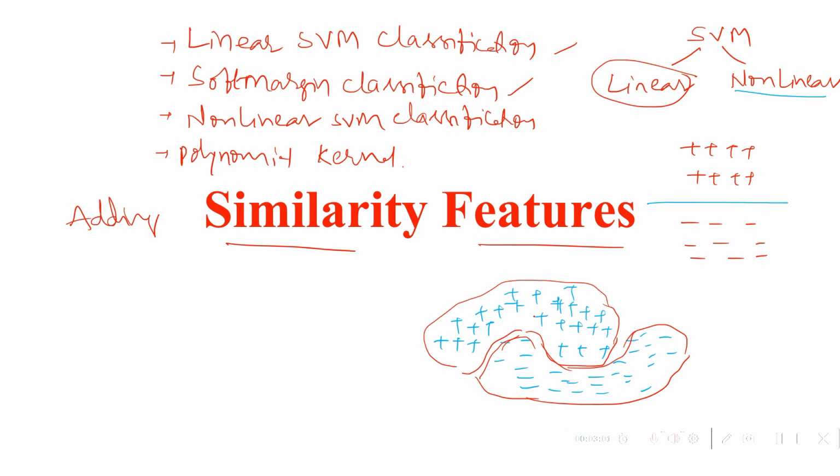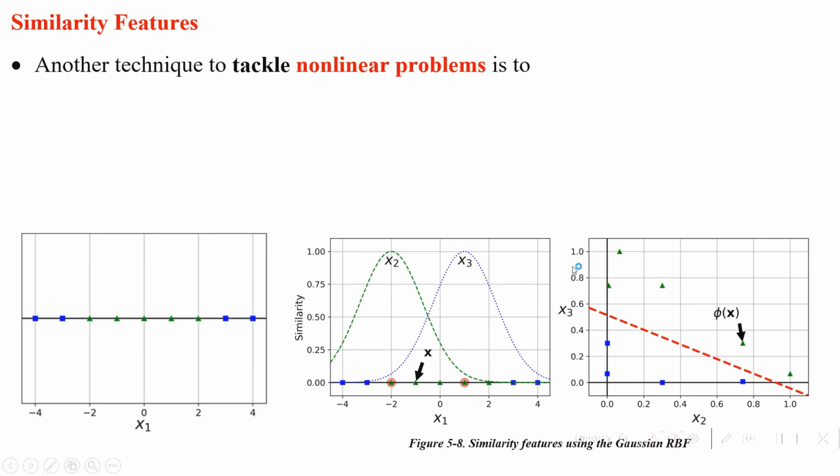Here we are going to add new features based on the existing features. Then we separate the data with a linear equation. Simply that is called adding similarity features. Now we are going to see the concept called similarity features.